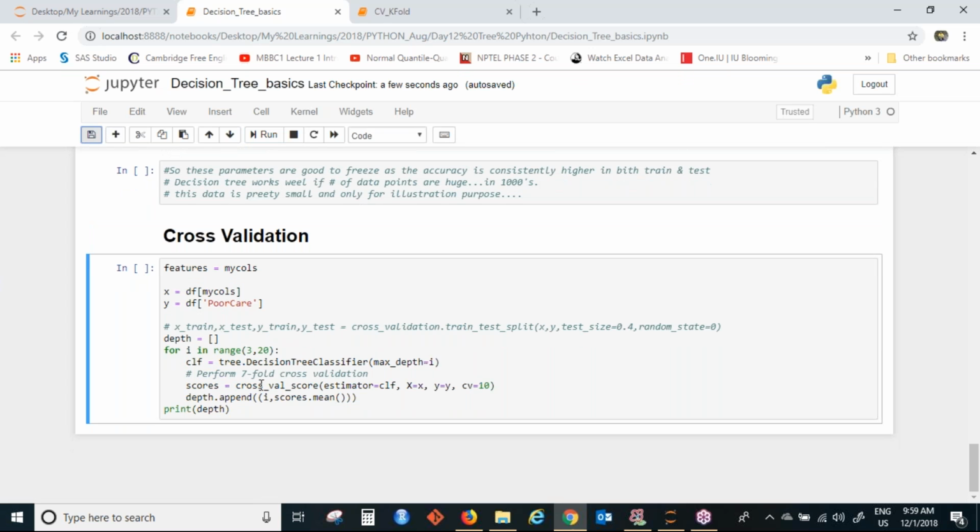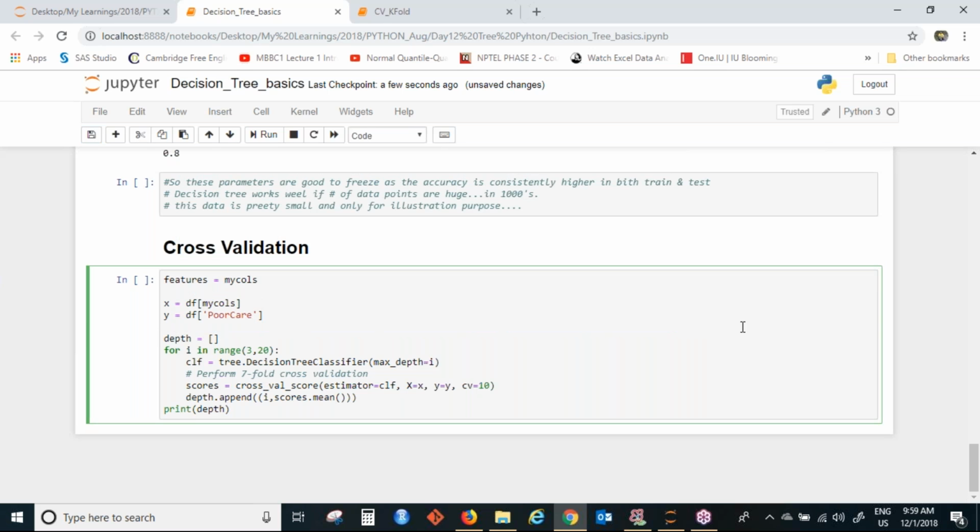Now let's say I have to decide the best value of max depth. First, I will create an empty list. So I have created an empty list here, depth. Then I'm looking for the best value of max depth between 3 and 20, so I have given range 3 to 20. It usually lies in this range.